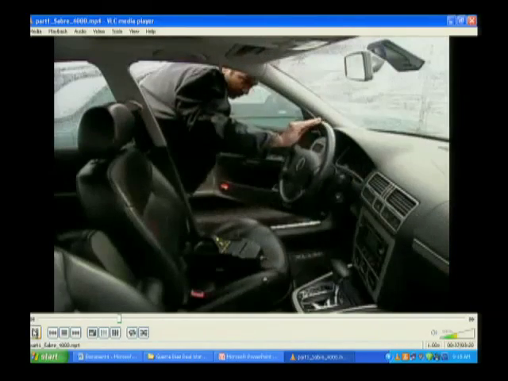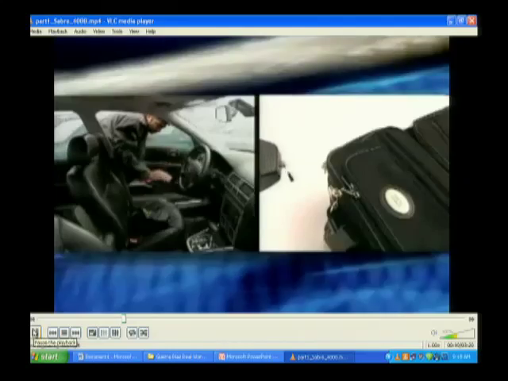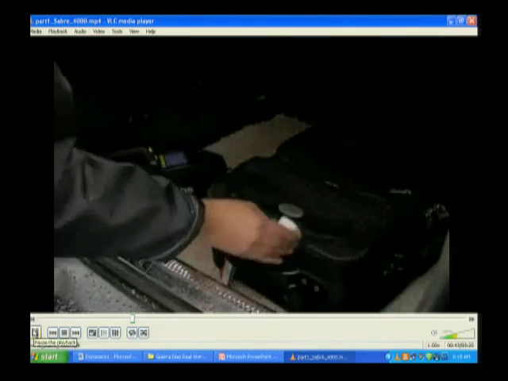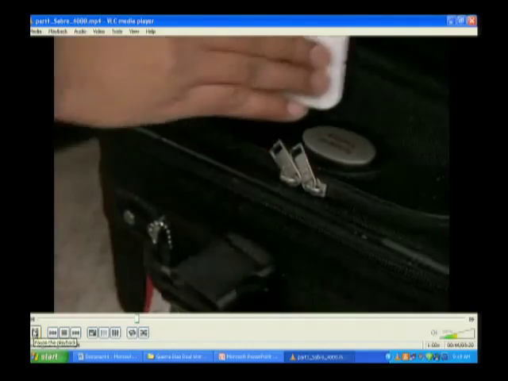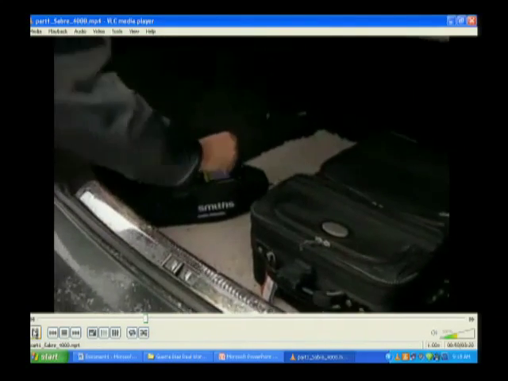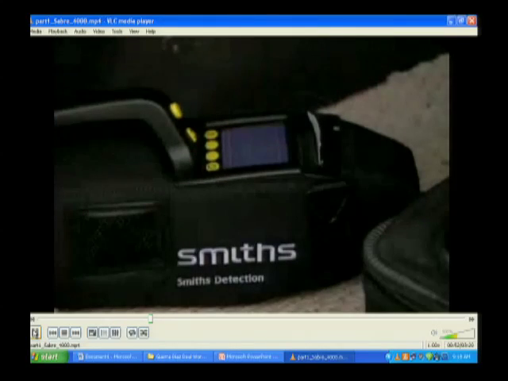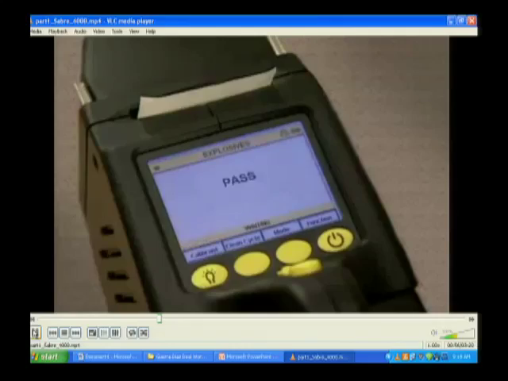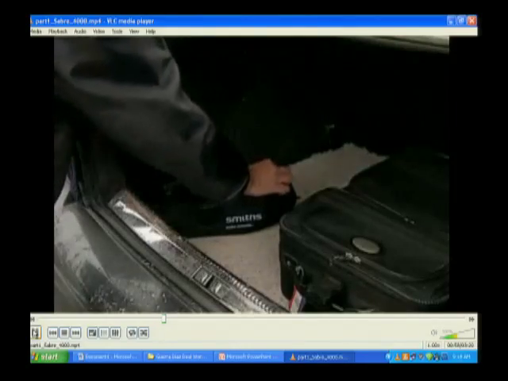The Sabre 4000 has 2 operating modes, particle and vapor. Particle mode primarily detects explosives and narcotics. A sample is collected from high contact areas to find trace particulates. Once inserted for analysis, results are complete in 10 seconds. Traces at low nanogram levels can be detected.